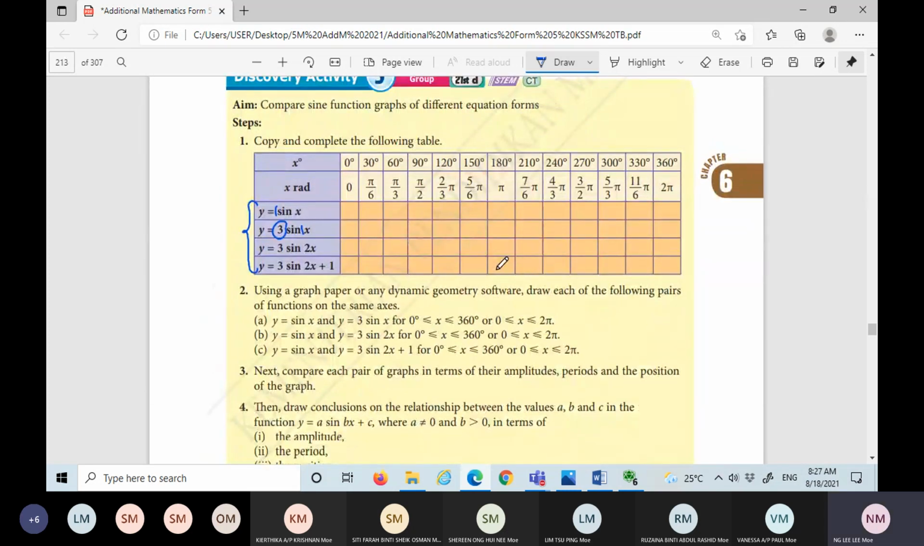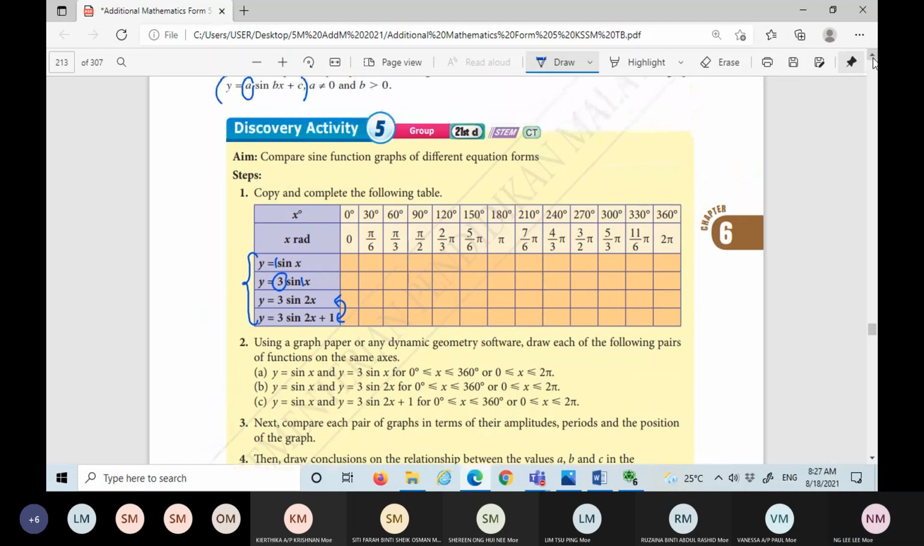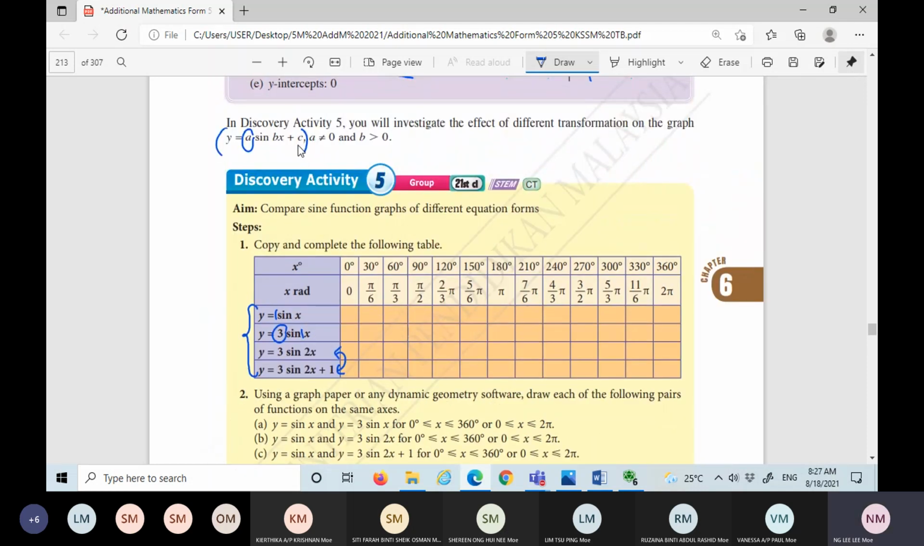Last one, I add +1 here. Compare this graph and the previous graph. The a is the same, the b is the same. Now I change the c. Here nothing, means +0, the c is 0. Then the new graph that I'm going to draw is c is 1. So we want to see what it will affect the graph, from c is 0 to c is 1.